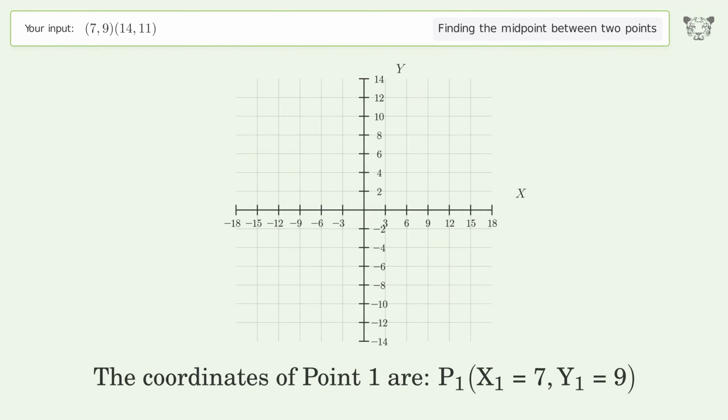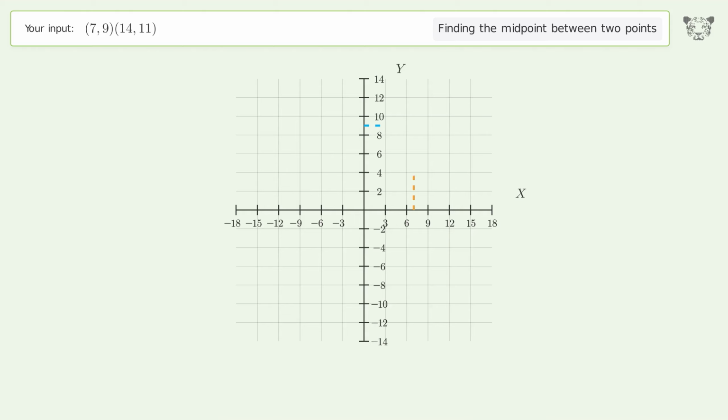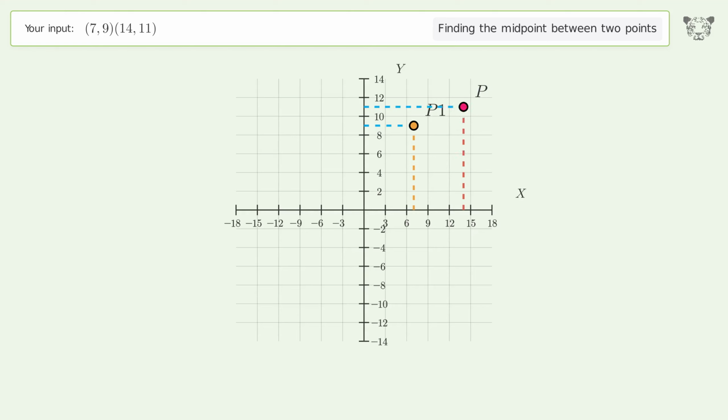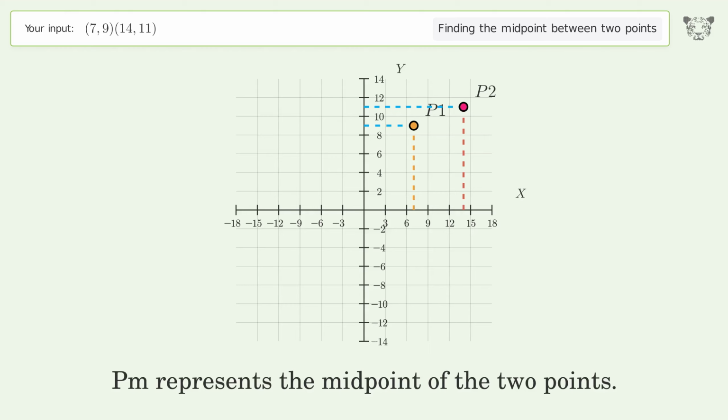The coordinates of point 1 are x1 equals 7, y1 equals 9. The coordinates of point 2 are x2 equals 14, y2 equals 11. PM represents the midpoint of the 2 points.